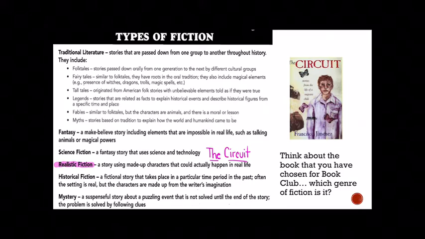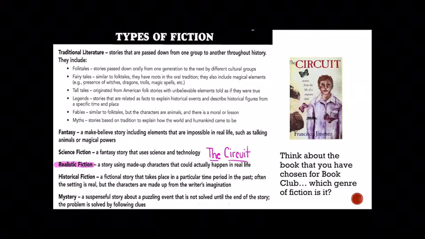literature, which is any stories that have been passed down from one group to another throughout history. So we're looking at legends and myths and tall tales and fairy tales, and those are all traditional literature. Fantasy would be a make-believe story, right? So we made that story up because we have elements in the story that just cannot possibly happen, such as talking animals, right? We don't see animals talk in everyday life, so we call that a fantasy.